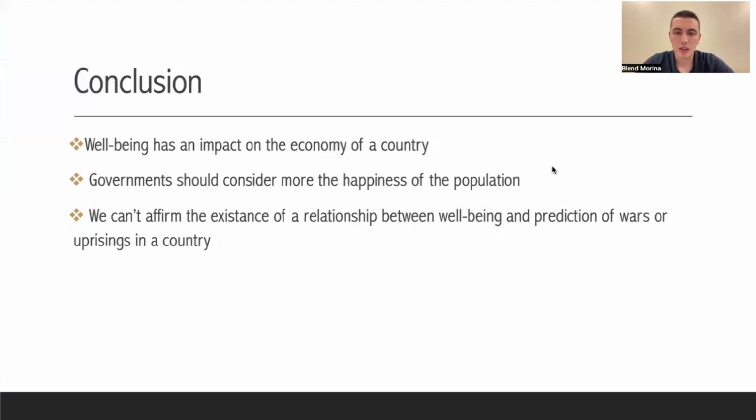In conclusion, what we have shown is that well-being has an impact on the economy of a country, with our regression, with the graphs, and, for example, with the interactive maps. Governments should consider more deeply the well-being of a population. We cannot affirm, however, that there is a relationship between well-being and war.